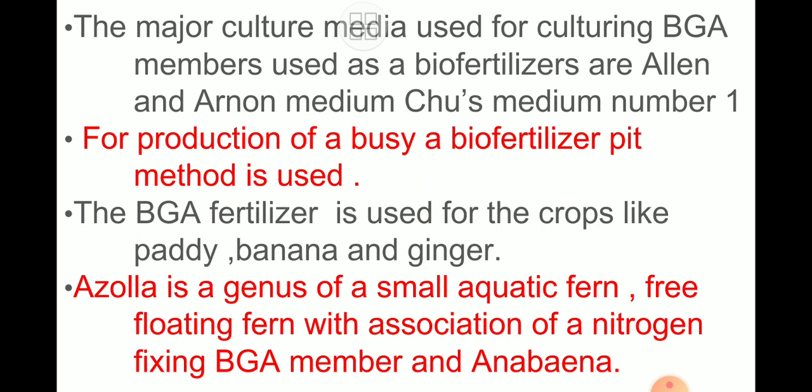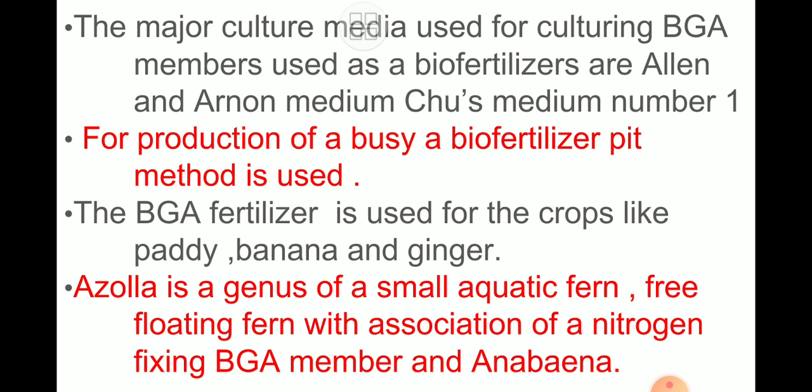Now my friends, the major culture medium used for culturing BGA members used as a biofertilizer is Allen and Arnon medium. Choose medium number one. My friends, as I used to say, we have to give honor to the scientists, because scientists take a lot of effort to develop the technology and the techniques. When we want to cultivate or produce blue-green algae on a large, mass scale, we have to use a specific culture medium, that is the Allen and Arnon medium. These are the names of the scientists who took the effort to develop a very useful culture medium for the mass cultivation of blue-green algae, which we use as a biofertilizer.